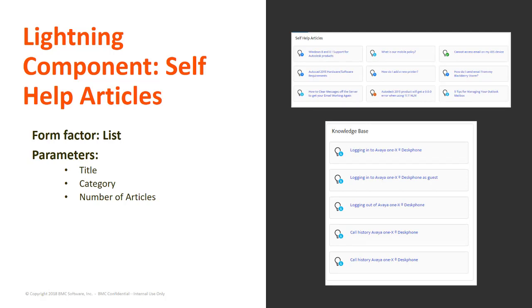The next component is Self-Help Articles. This also is a list of self-help articles. It has three parameters similar to service requests. The first one being title, the second one is category, and the third one is number of articles.